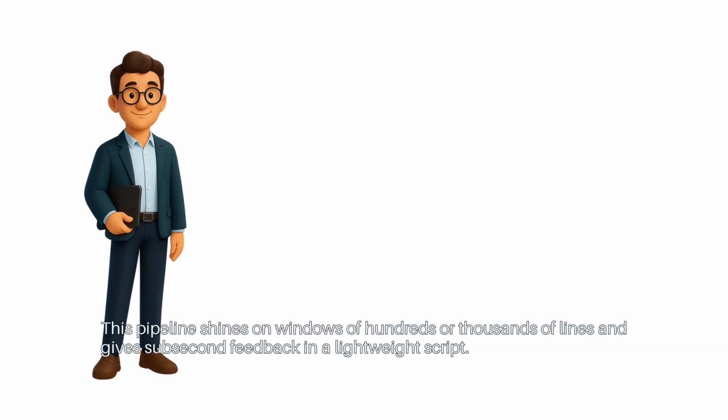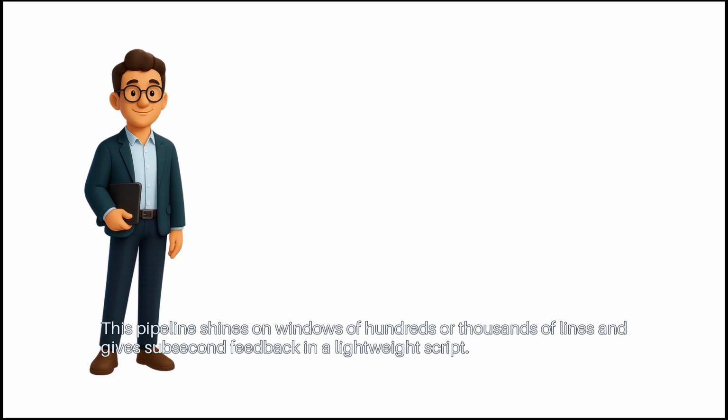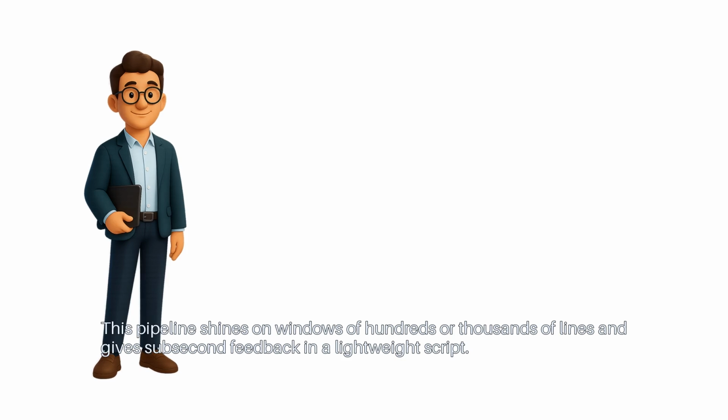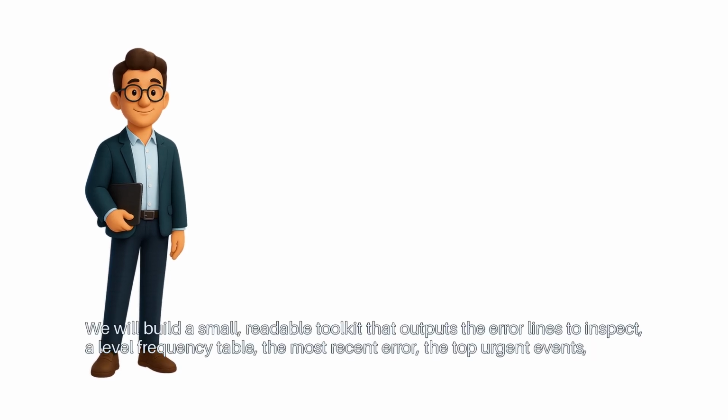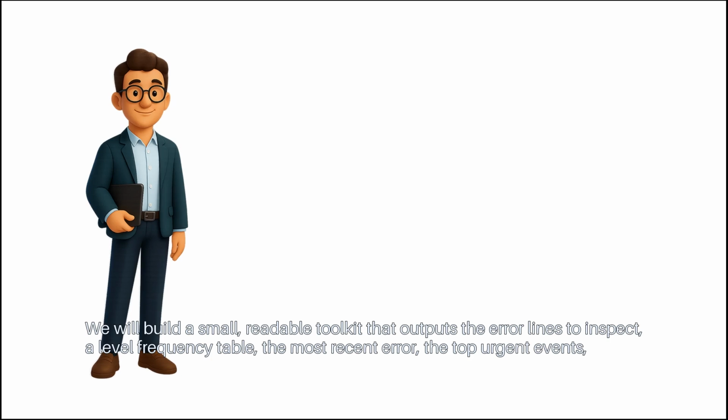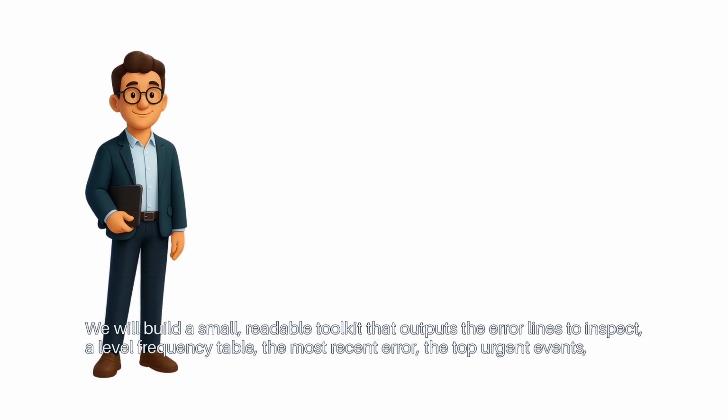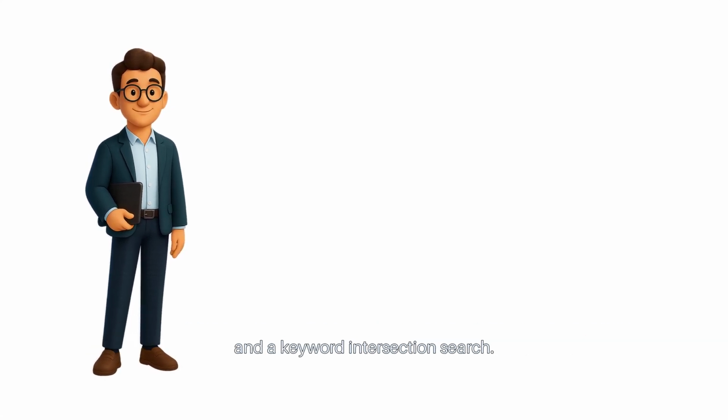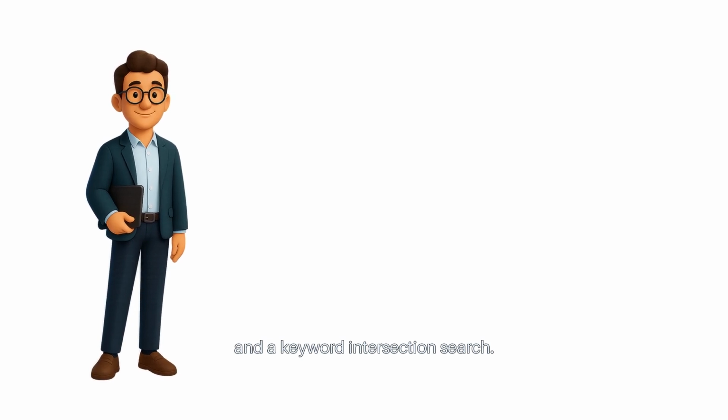This pipeline shines on windows of hundreds or thousands of lines and gives sub-second feedback in a lightweight script. We will build a small readable toolkit that outputs the error lines to inspect. A level frequency table, the most recent error, the top urgent events, and a keyword intersection search.